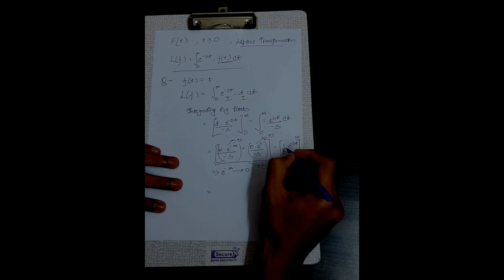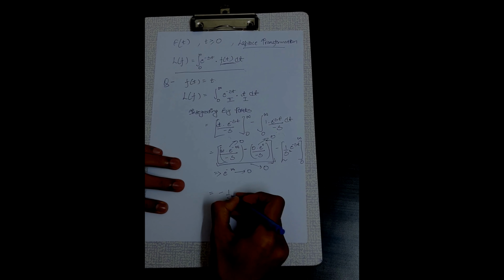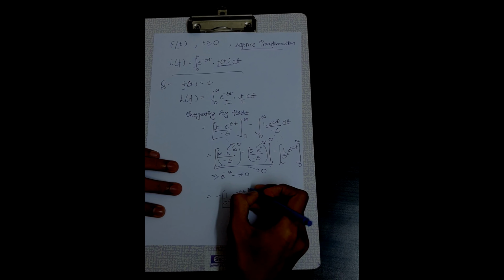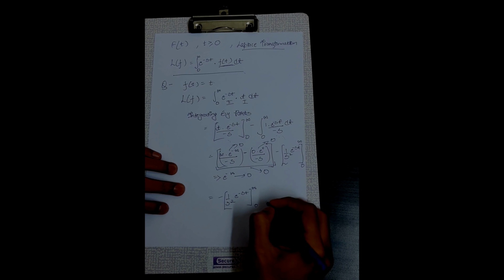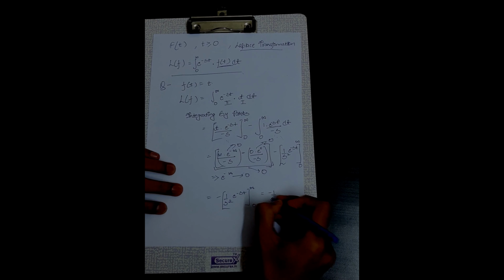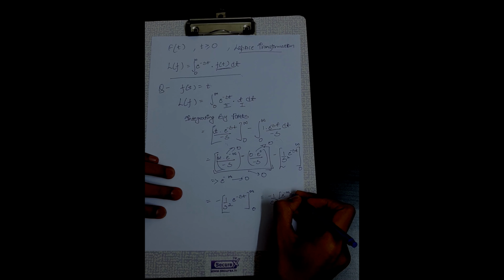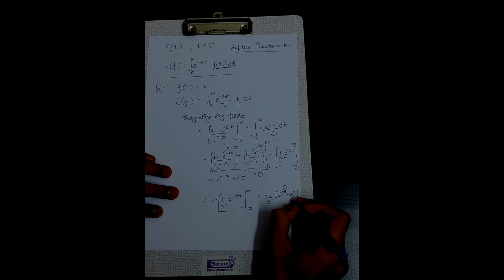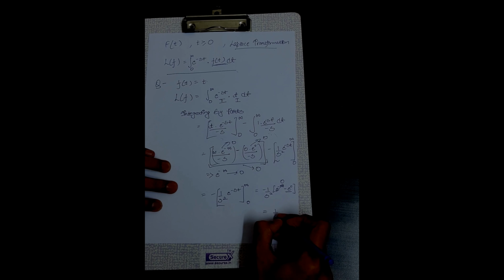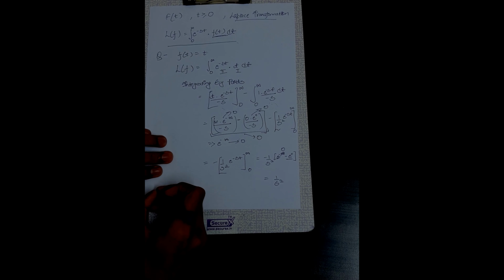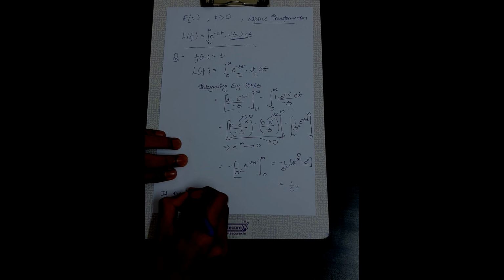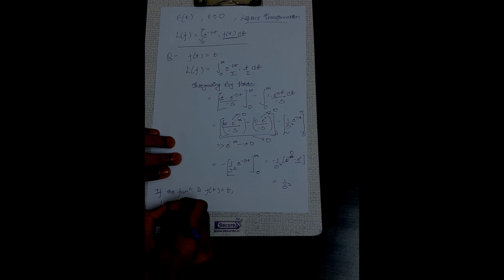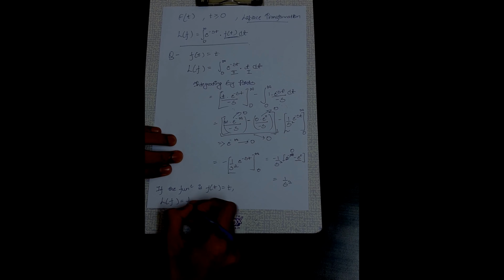Now only this part remains, and we get minus 1 by s square e to the power minus st from 0 to infinity. Now we put the limits in this, and we get minus 1 by s square times e to the power minus infinity minus e to the power 0. As this would be equal to 0, we get only this part, hence it would be equal to 1 by s square. So if the function is f(t) equals t, then its Laplace transformation would be 1 by s square.